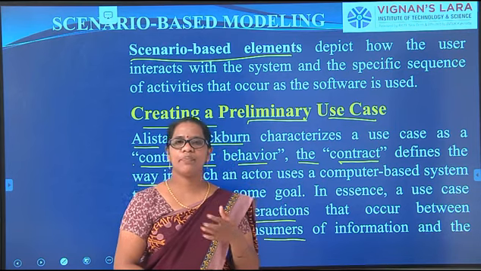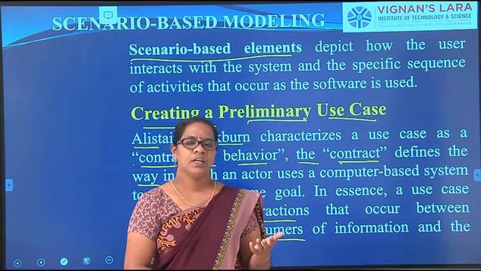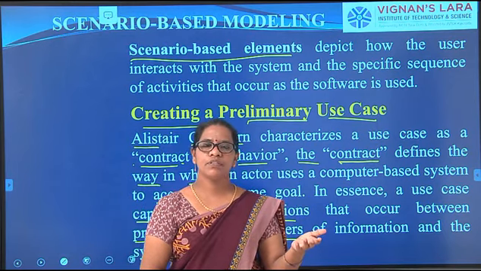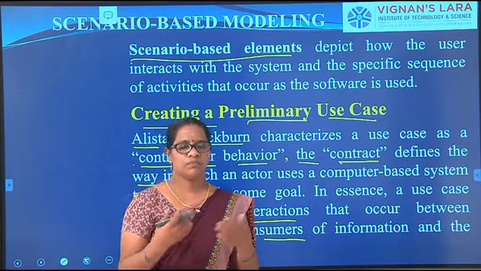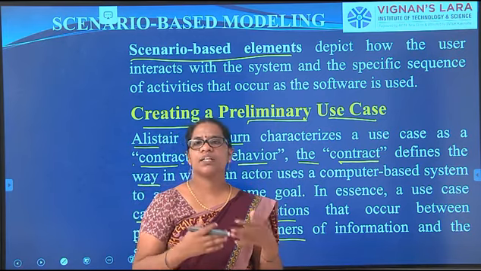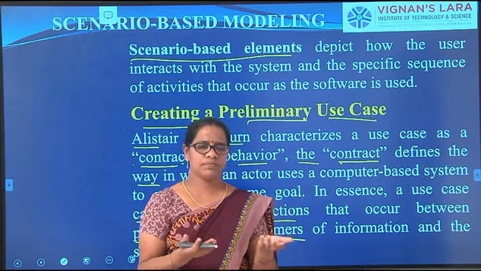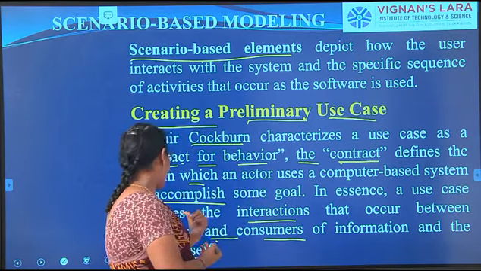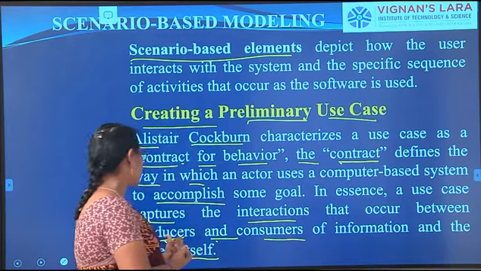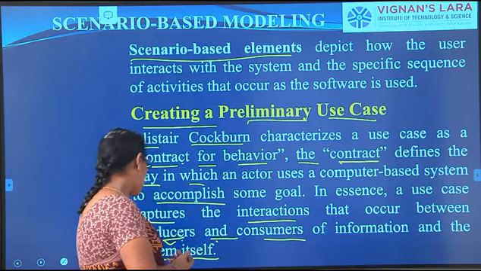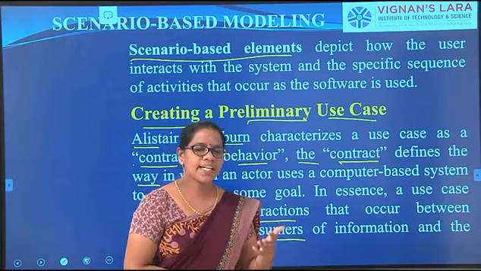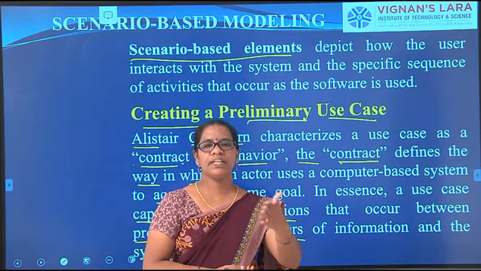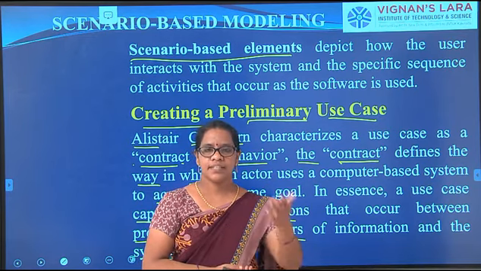For example, I'm interacting with some website, let us say Amazon. Why am I interacting with Amazon? To buy something, whether it is a laptop, a mobile, or some kitchen items. So the use case captures the interactions that occur between the producers and consumers of information and the system itself. While I am interacting with this website, the interaction is between the website, which is the system, and me.